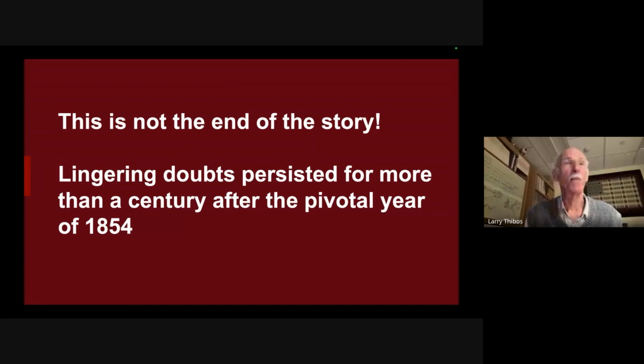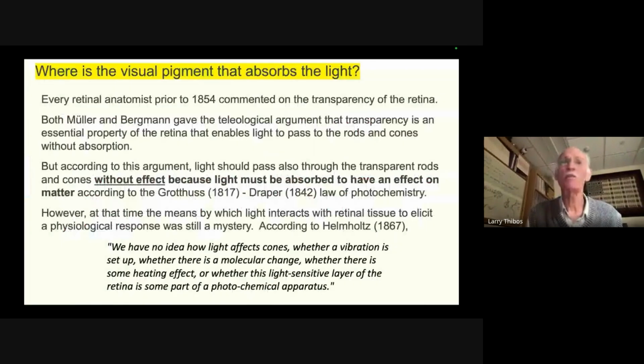Now, my story's running on a bit late here, but I have to tell you, it's not the end of the story, because there were lingering doubts, important doubts that persisted for more than a century. Not everybody was convinced that rods and cones were the photoreceptors. And the main reason, the biggest objection, is the issue of visual pigment. Where is the visual pigment that absorbs the light?